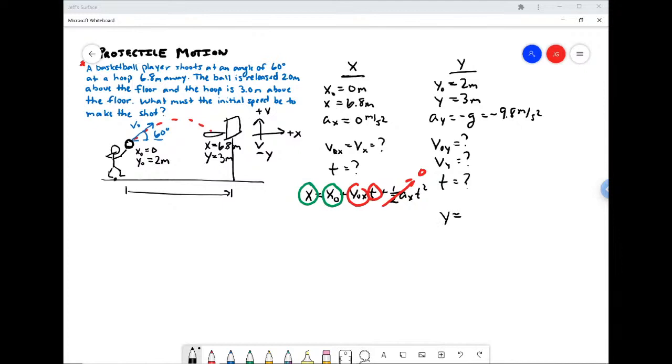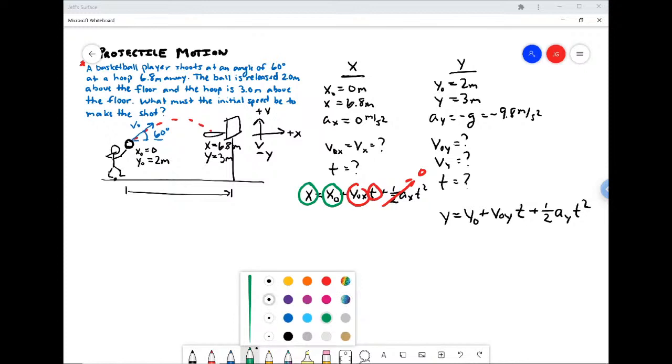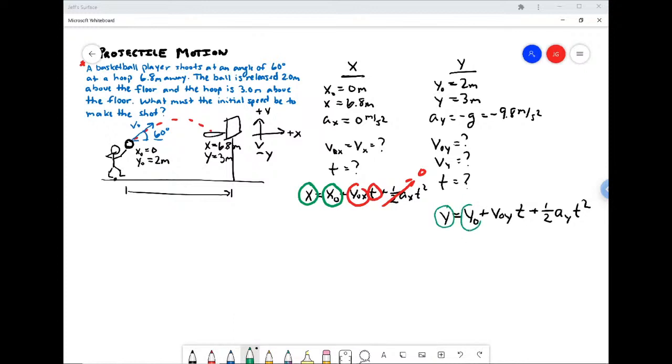Let me write out the same equation in this dimension. And let's see, what do we know? And what don't we know? We know initial and final y position. We know the acceleration in the y direction, but here, again, there's two things that we don't know, t and initial velocity in the y direction. So this turns out to be algebraically a challenging problem.